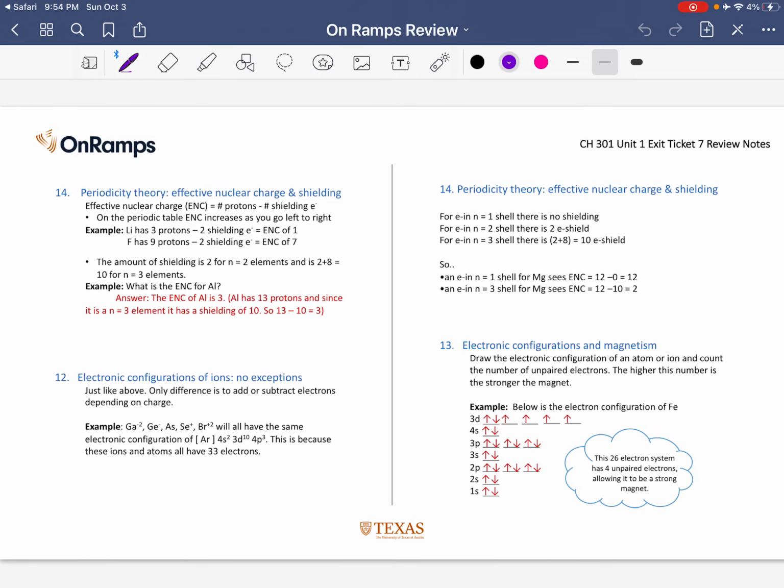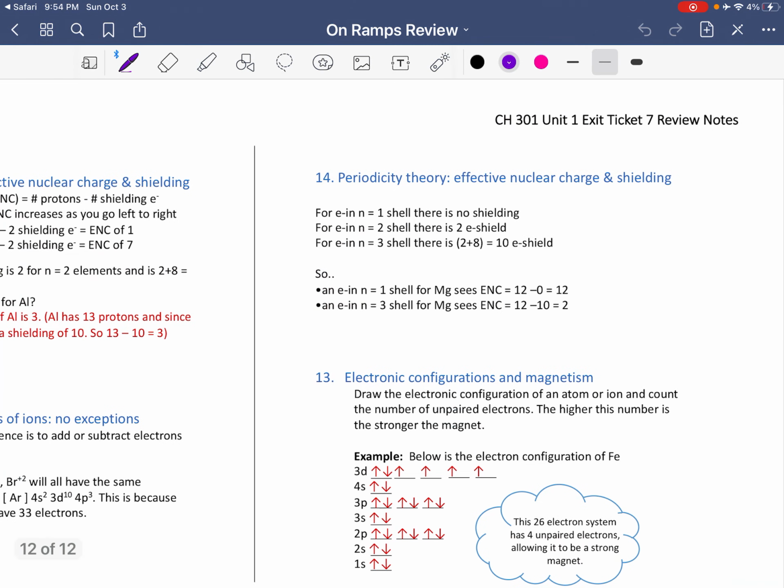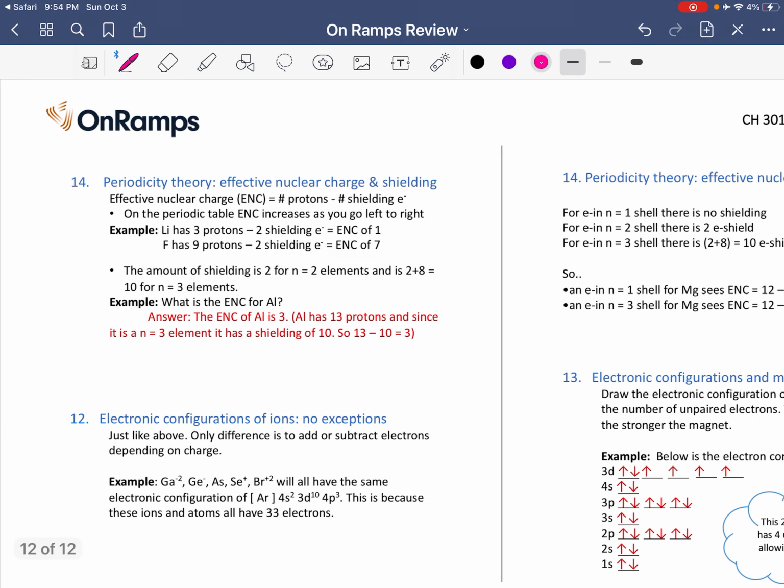Guys, I'm going to do this really fast. I'm going to review for exit ticket number 7. We'll write in pink today. I'll just fill in that. Exit ticket 7 is tomorrow.